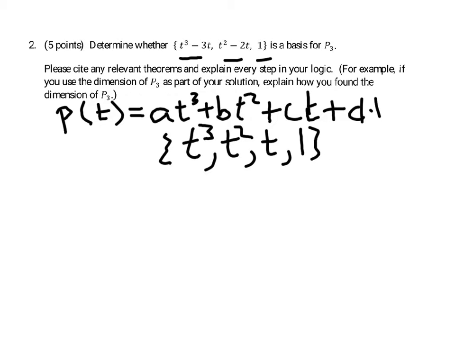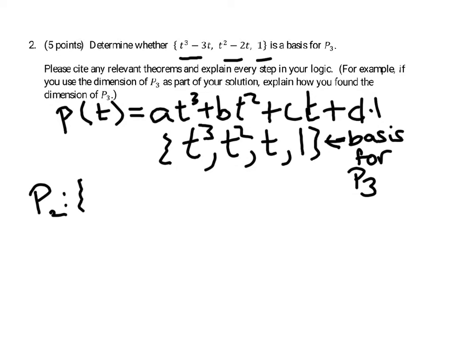Now this forms a basis. This would be the standard basis for P3. Just like in the notes, you might have seen the standard basis for, say, P2. So the polynomials of degree 2 or lower would be t squared, t to the first, and 1.